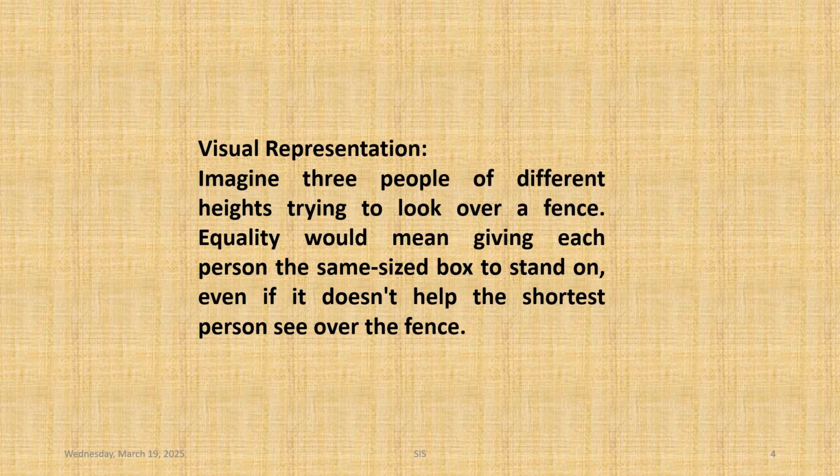Visual representation: imagine three people of different heights trying to look over a fence. Equality would mean giving each person the same sized box to stand on, even if it doesn't help the shortest person see over the fence.